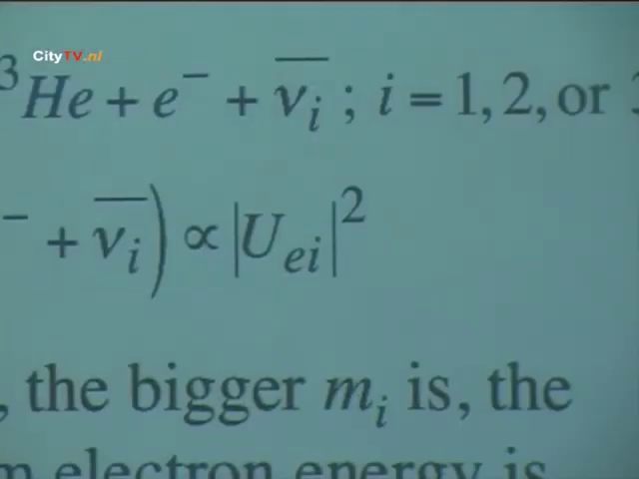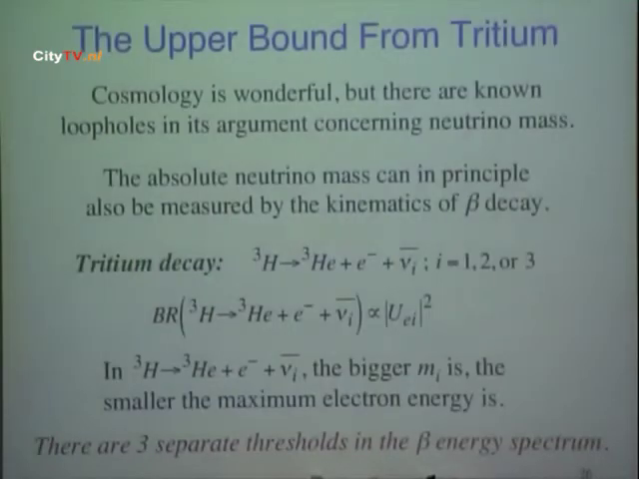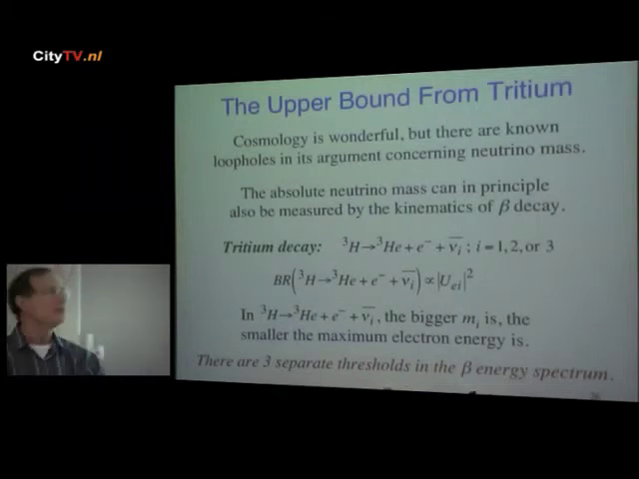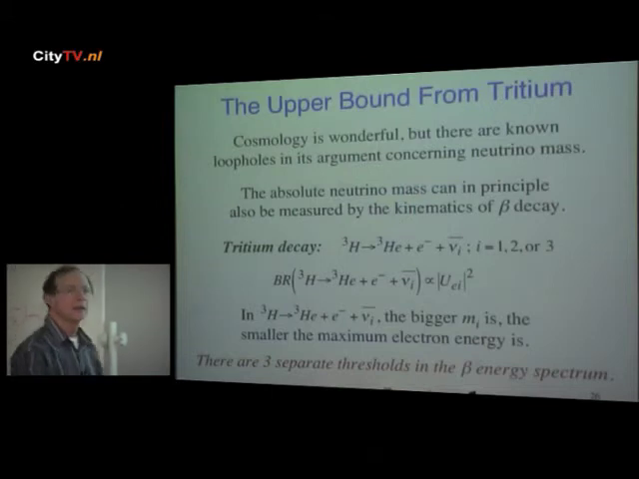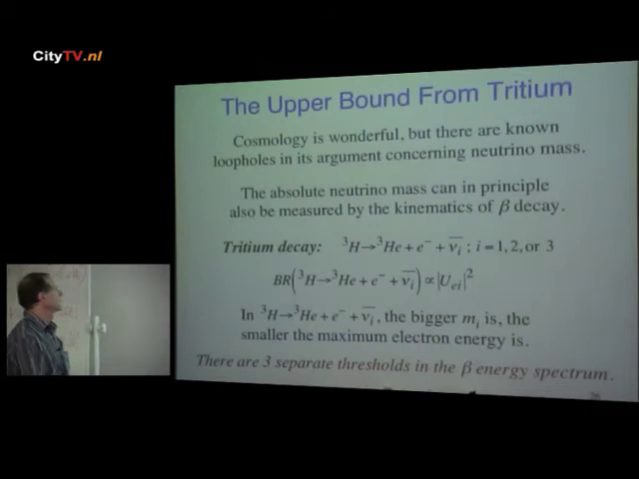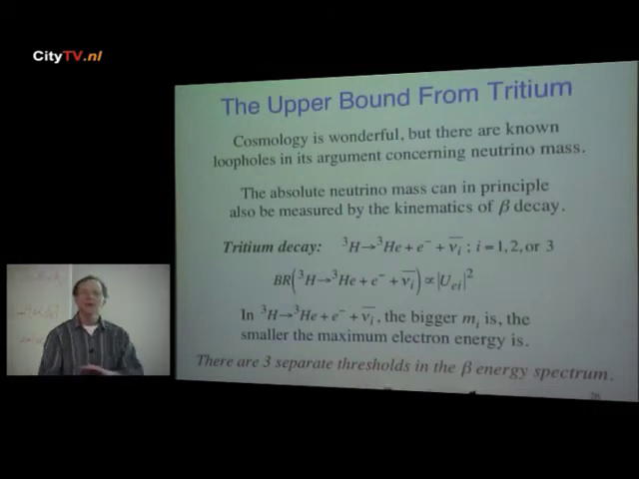Now, cosmology is wonderful, but there are known loopholes in the cosmological argument that connects you from cosmological observations on the one hand to a statement about neutrino masses on the other. So I think in the end there's going to be no substitute for an absolute neutrino mass measurement in the laboratory using the kind of technique that you were asking about. And the technique that people are pursuing most is nothing like a collider experiment. It's the opposite in some sense.